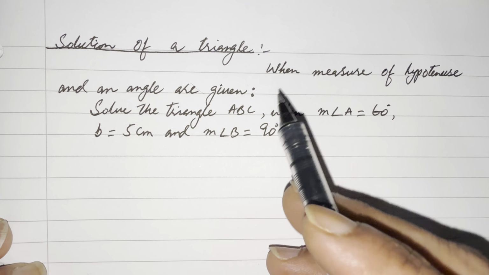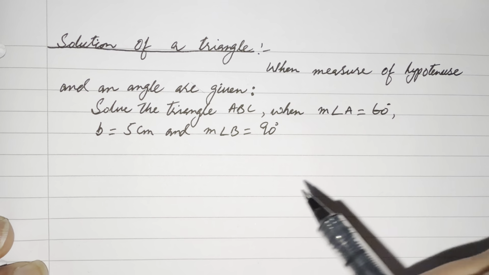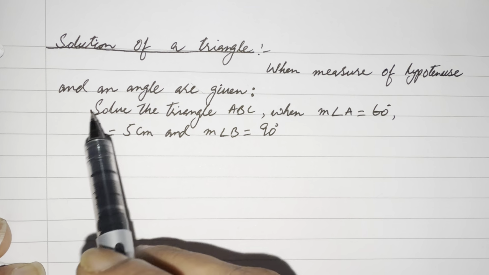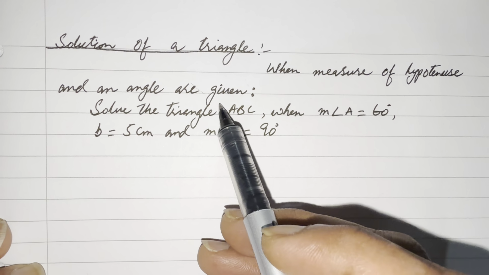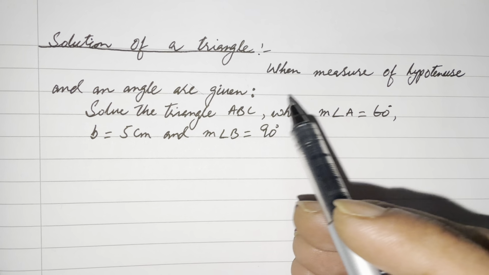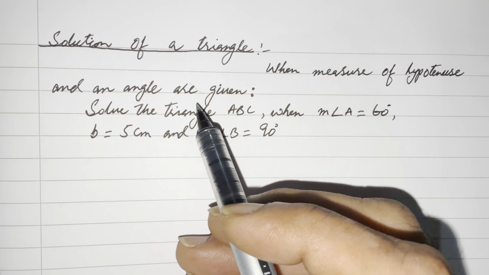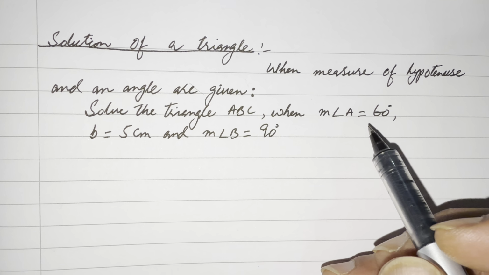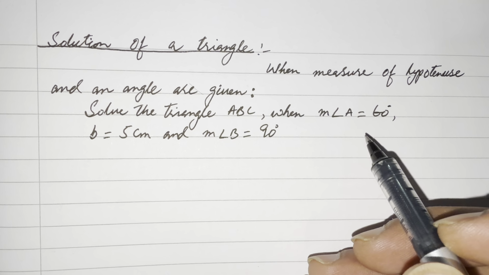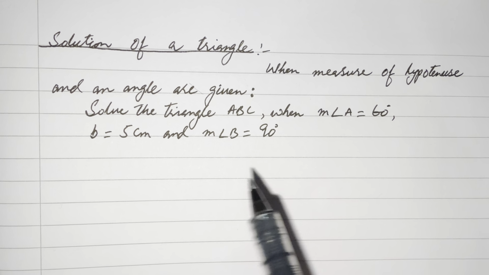So in our today's video we are going to solve the triangle where the measure of hypotenuse and an angle are given. It means that we know the length of the hypotenuse and one of the angles of the triangle. Then how can we find the rest of the angles and the length of the sides of a right angle triangle? So let's start.